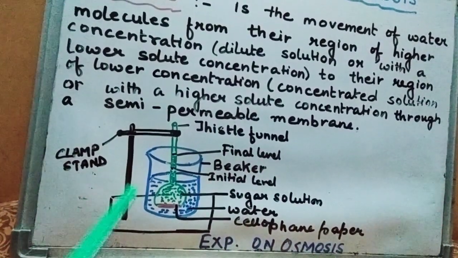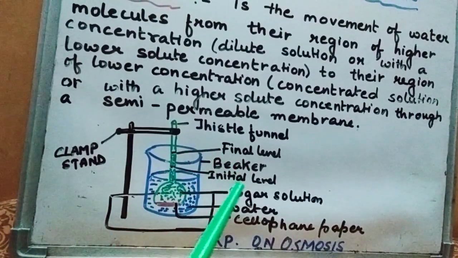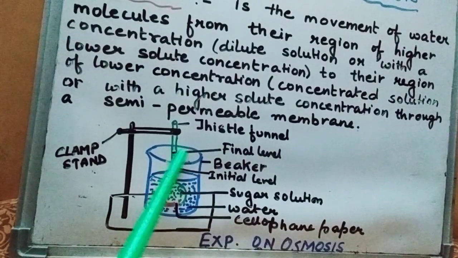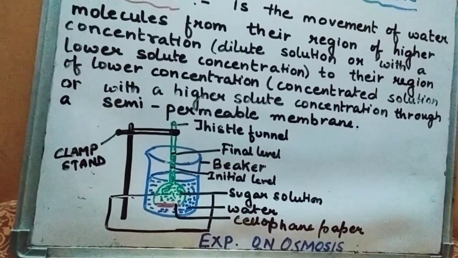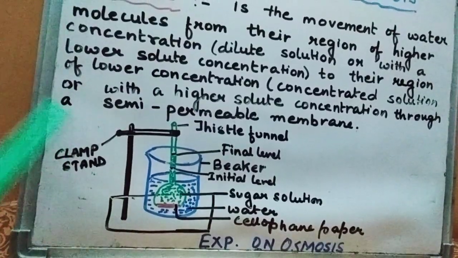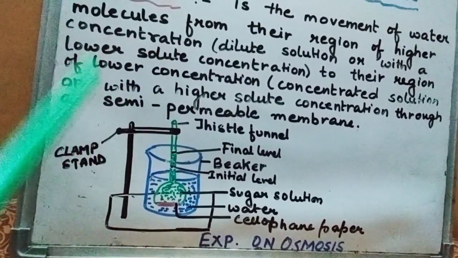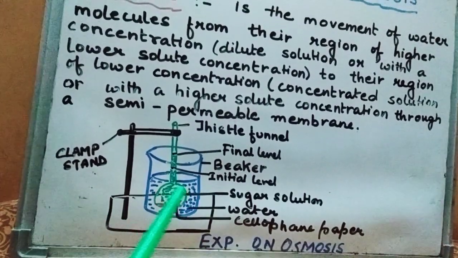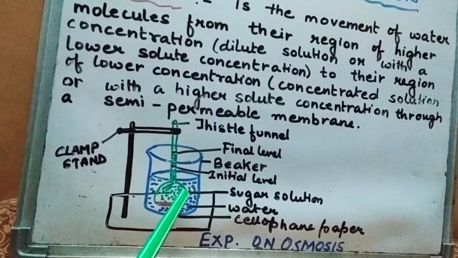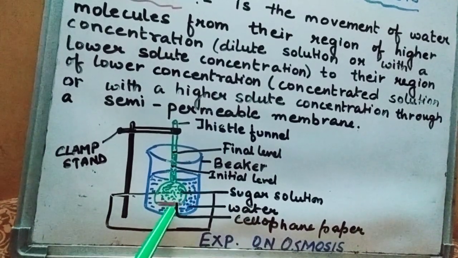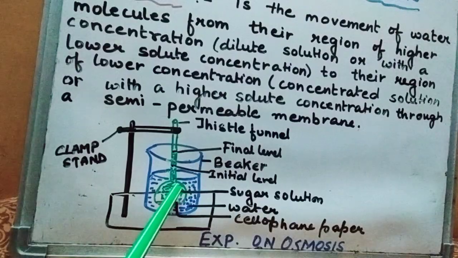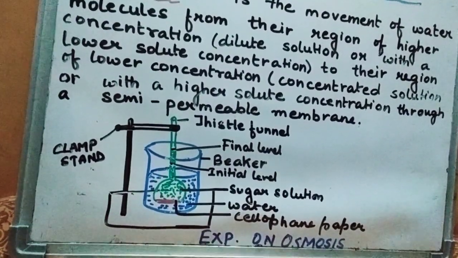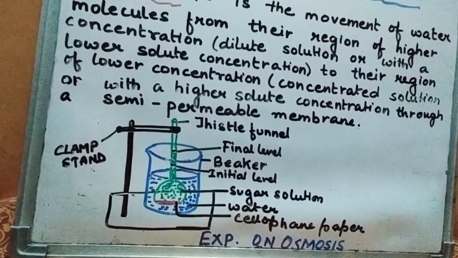After some time it will be observed that the marked initial level of the sugar solution will rise to the next level, which is written here as final level. Now how has this come about? What will be the conclusion here, what was the observation? So definitely here we can understand that water from the beaker, through the cellophane paper, has entered the thistle funnel. Ultimately that has increased the level of solution in the thistle funnel from the initial level to the final level.